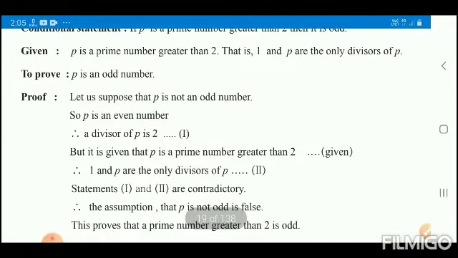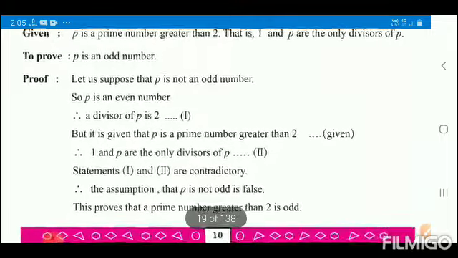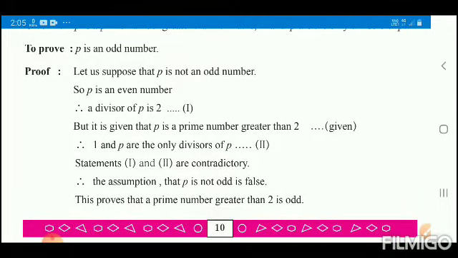For that we assume that p is not an odd number. So if p is not an odd number, then p is an even number. And which is the even prime number? You know that 2 is the even prime number. So here a divisor of p is 2. This is our first statement. But it is given that p is a prime number greater than 2. Therefore 1 and p are the only divisors of p.